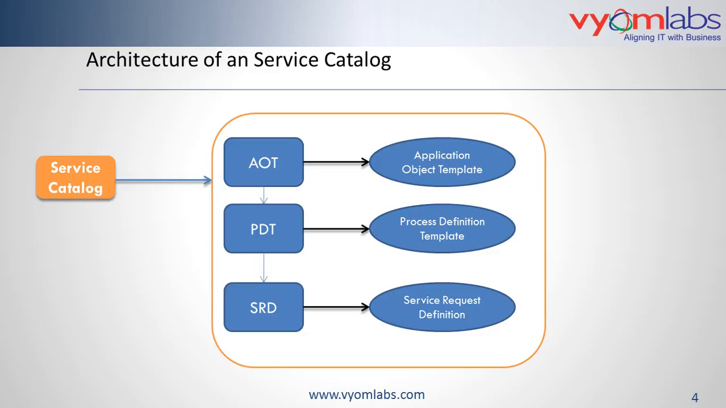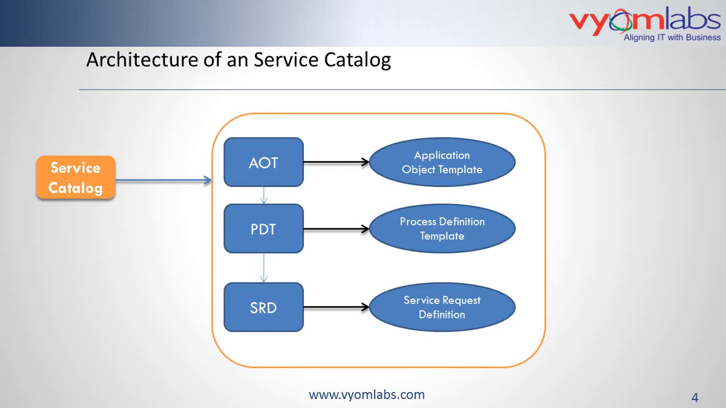One is AOT, which is called application object template. This is basically a template where we add all the fields as part of this template. Let's say for example we have a template for incident management, so we will add all the required fields from incident management. Similarly for other modules if we are using them. So we build this AOT as a template in the system. Then based on this AOT we build the PDT, which is called process definition template. Once this process definition template is built, then we move on to building an SRD, which is called service request definition.